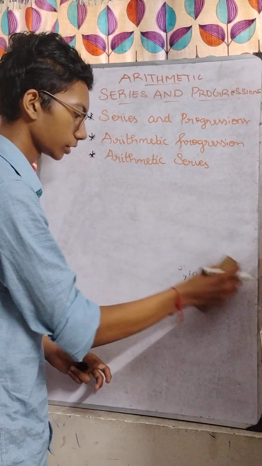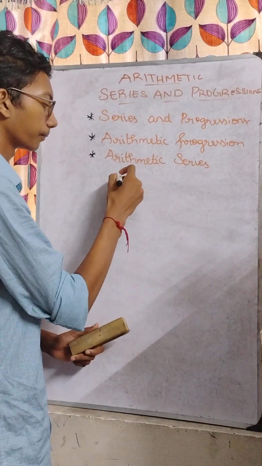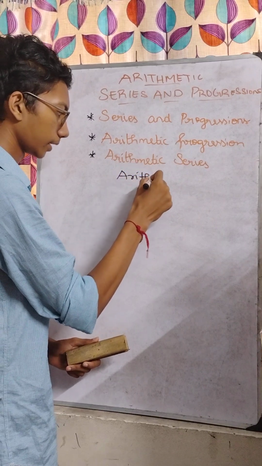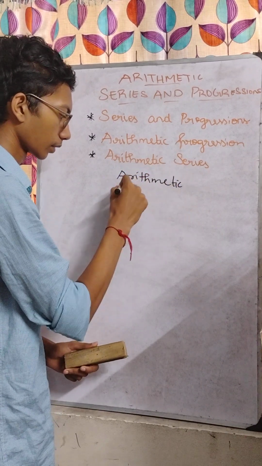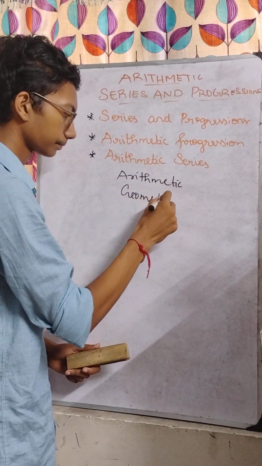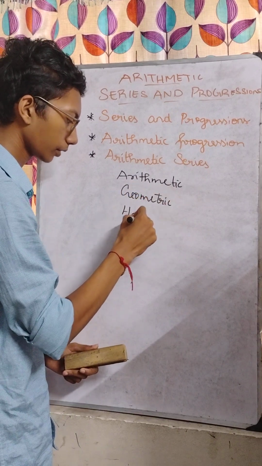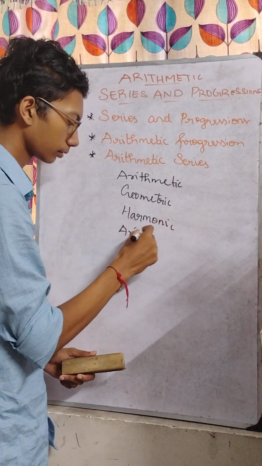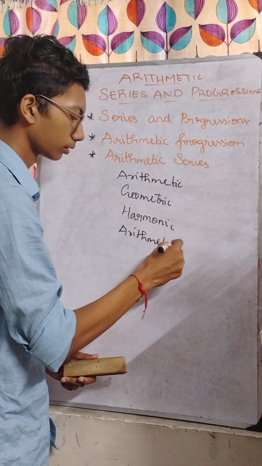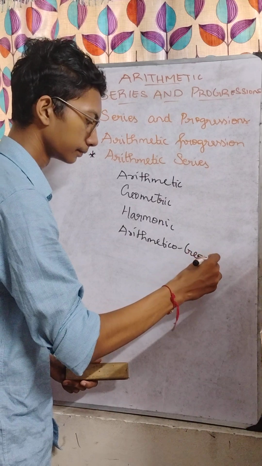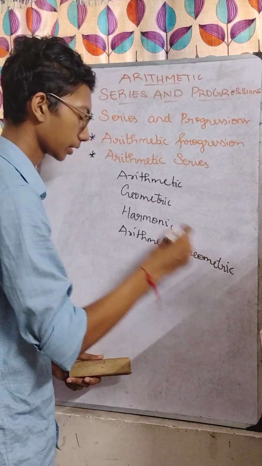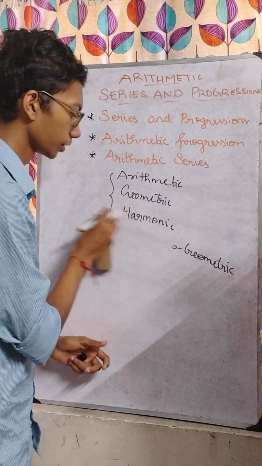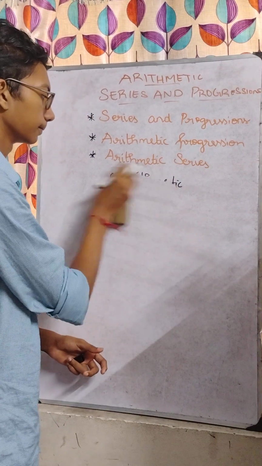In this video, we will see about arithmetic series only. There are many types of series or sequence. They are arithmetic, geometric, harmonic, and arithmetico-geometric. So these are the basic types of sequences or series. In this video we will see about arithmetic series only.